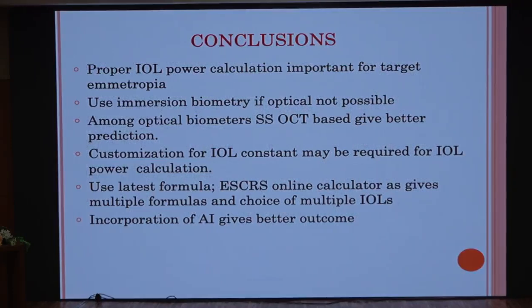Among the latest formulas, the ESCRS online calculator has given multiple formulas and a choice of multiple lenses. That is the advantage: you don't have to remember the A constant of each and every lens, as each and every lens is available in this formula. Mostly nowadays I am using this. After the optical biometer, I put my data into this and try to see if I am getting more accuracy towards the lens power.